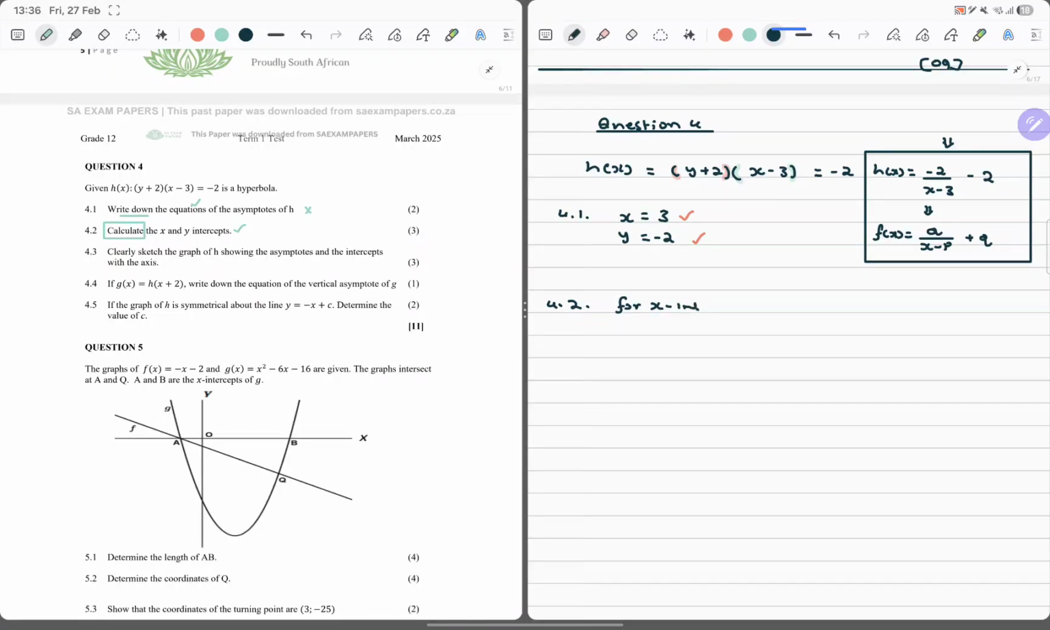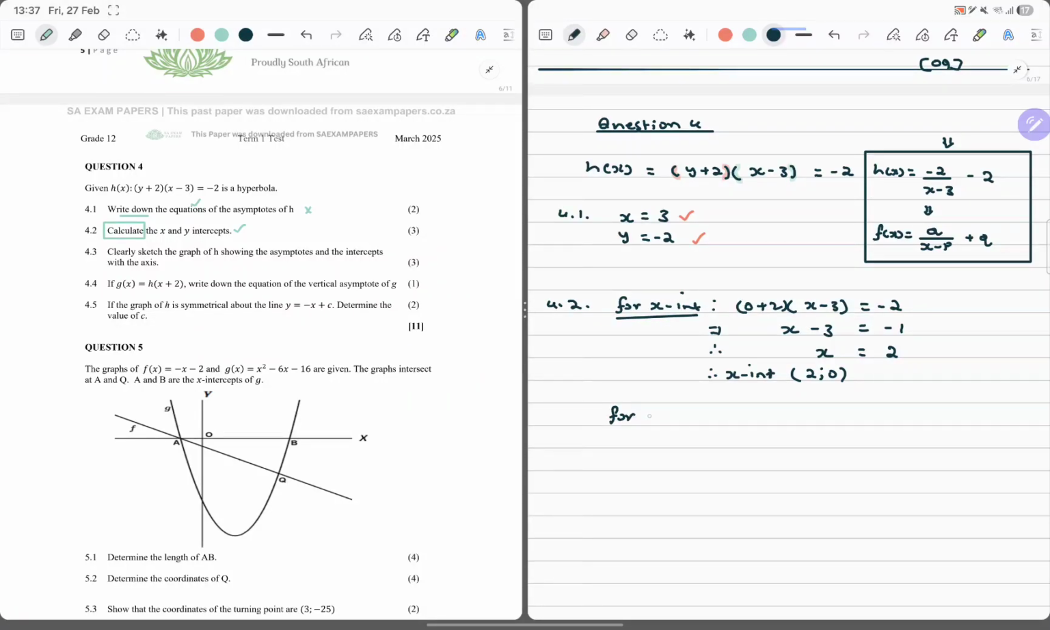For x intercept, it is such that we've got 0 plus 2 into x minus 3 equals -2. So this implies we divide, so x minus 3 is going to be equal to -1. Therefore, x is going to be 2. You can say, therefore, the x-intercept is going to be 2 and 0. That's easy. We sorted it out.